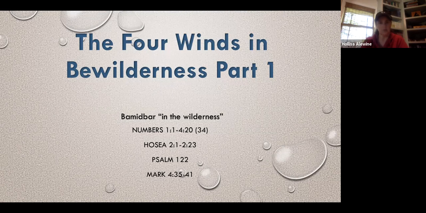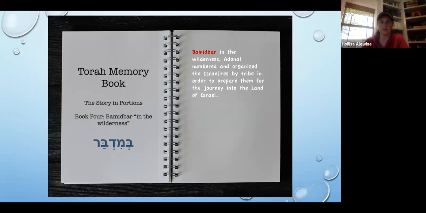So we're going to do Bamidbar last night, today, and then next week we'll do the Shir HaShirim, because I feel like in doing the 4 winds, it will even extend into the Torah portion from next week, some of the concepts there. So we're in a new book of the Torah, Bamidbar, and it means in the wilderness. And so in the wilderness, Bamidbar, Adonai numbered and organized the Israelites by tribe in order to prepare them for the journey into the land of Israel.